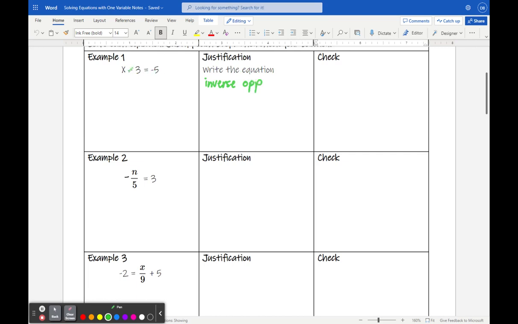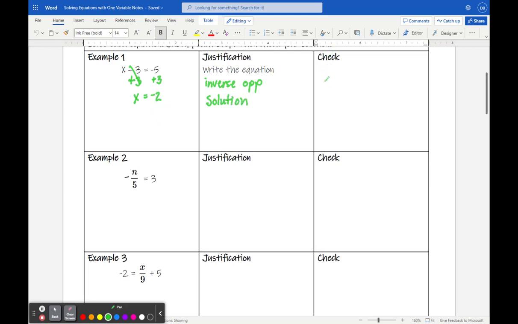Inverse operations means do the opposite of what you see. You see minus, so you're going to add that constant of 3. Now, if we think of this as a balanced scale, it is a balanced equation. So with a balanced scale, if you add to one side, you have to add the same amount to the other side in order to keep it balanced. This zeroes out, and on the left I have x. Negative 5 plus 3 is a negative 2, so I believe that my solution is x equals negative 2.